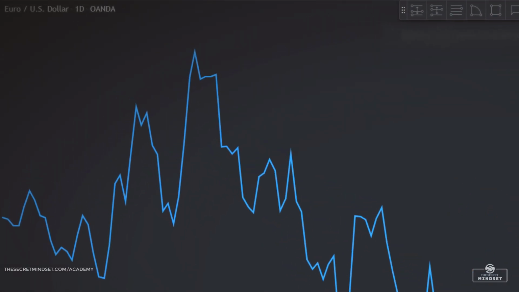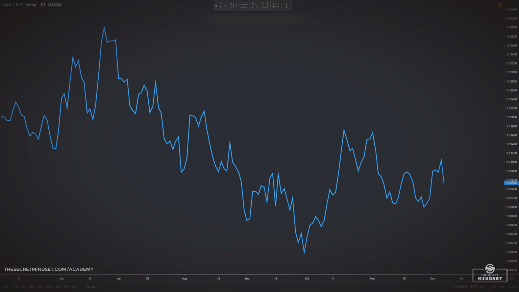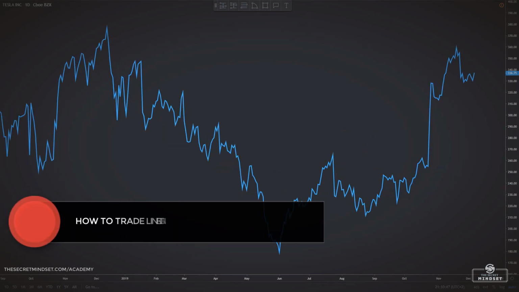For instance, here is the daily Euro-USD chart. It shows the price action on the pair by displaying one single line. This line connects the daily closing prices and results in a simple and easy to understand chart. So how to trade line charts?